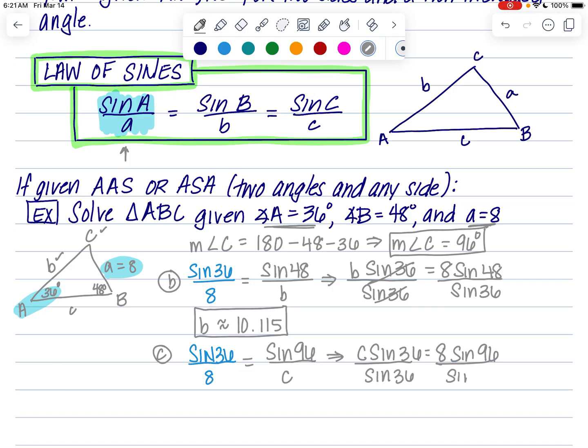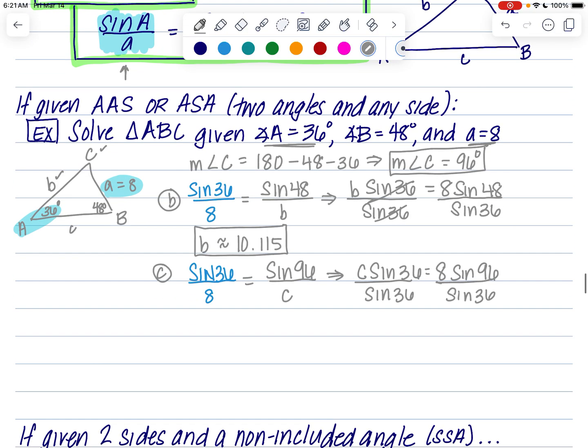Again, the sine of 96 and the sine of 36 are both numerical values. We know what their number is. We can type them into our calculator and get a value back. And please be careful how you type this into your calculator, by the way. Make sure that when you do 8 times the sine of 96, hit that and then hit enter, and then hit divided by the sine of 36. Otherwise, you're likely to miss a parenthesis where you might need one, and then it'll screw everything up.